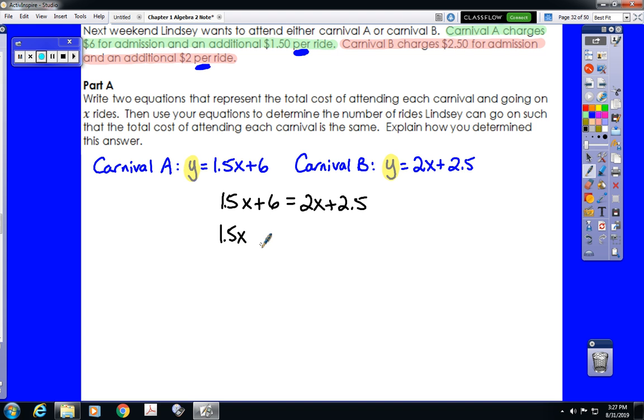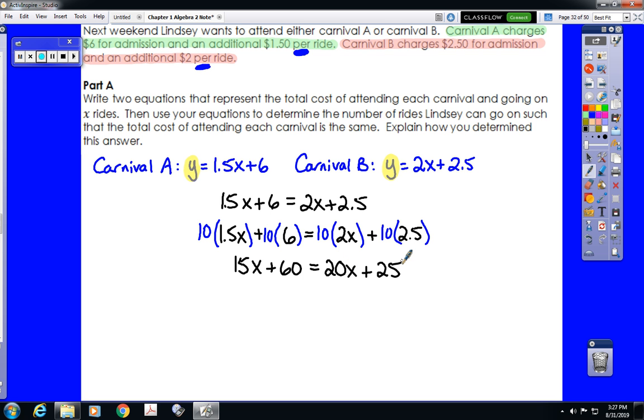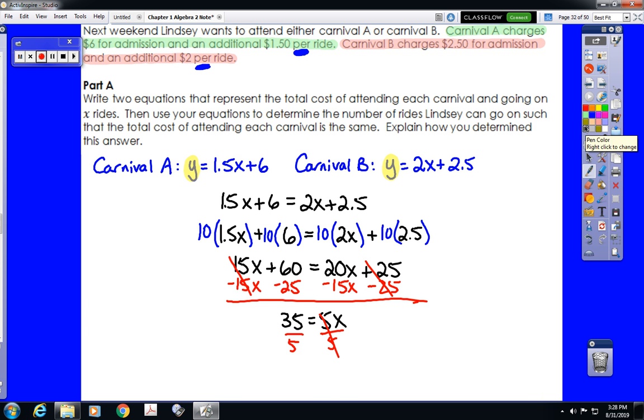Now when we do that, we need to clear the decimals out. So we're going to multiply every single term of that equation by 10. When we do that, the decimals will clear, and we will have 15x plus 60 equals 20x plus 25. Then we isolate the variable by moving the variable to one side. Say we subtract 15x. And while we're at it, we should move the number to the other side by subtracting 25. That causes us to have 35 equals 5x. Then we divide by 5. And we get 7 equals x.